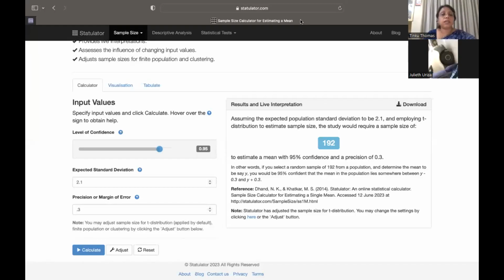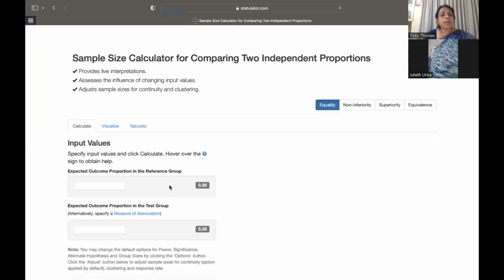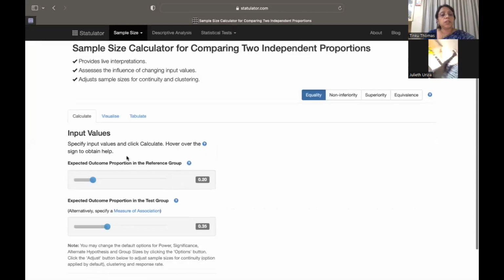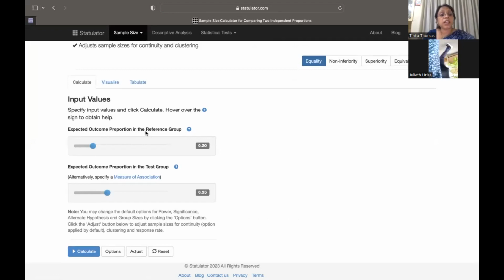Okay, so now we should opt for which one? We should opt for comparing two independent proportions, because we are comparing the proportion or the percentage mortality between two groups, the group that got high dose and the group that got low dose. So it is two groups, and the input that we need to give here is the expected outcome proportion in the reference group. So let us say the reference group is the low dose. It is 4.2. Let me just cross check on the values. So it was 4.2 and 16.7.